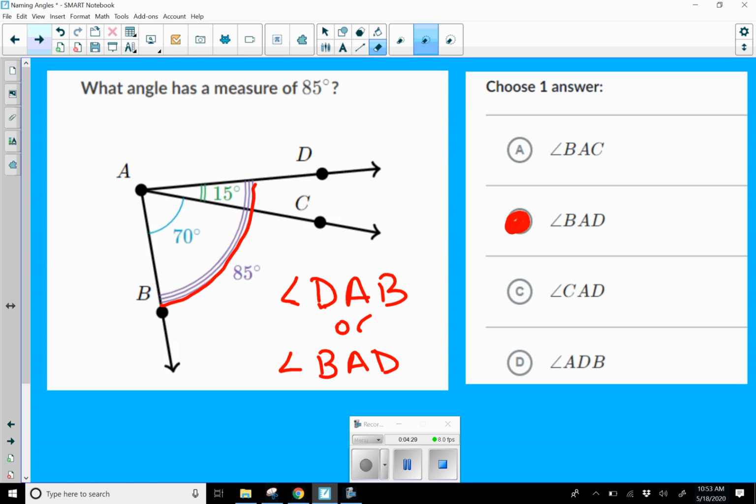What angle has a measure of 85 degrees? Well, as we can see, we've got this angle here that's 70 degrees, and this smaller angle, which is 15 degrees. Together, those two add up to 85 degrees. So that means it would be angle BAD or angle DAB. And if we look at the answer choices, the only one they have is angle BAD. So that would be the correct answer.